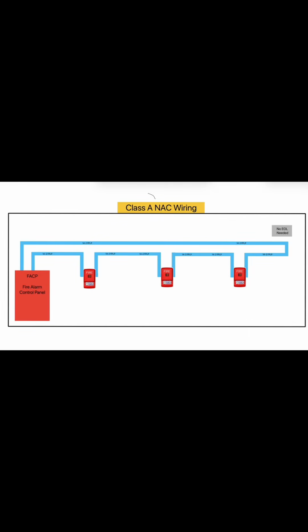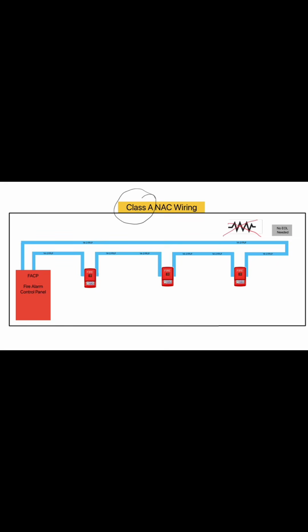This is a Class A NAC circuit. This differs from the Class B circuit in a couple of ways. 1. No end-of-line resistor. 2. The last NAC device will have a wire loop incoming from the previous NAC device and outgoing straight back to the main fire alarm control panel.